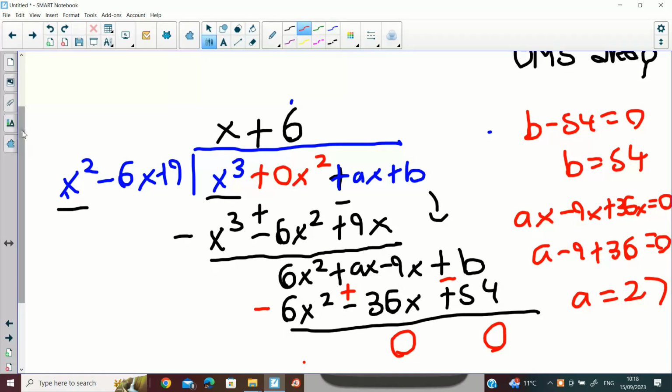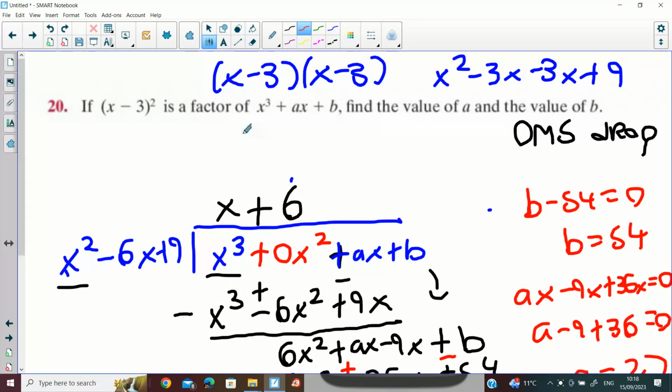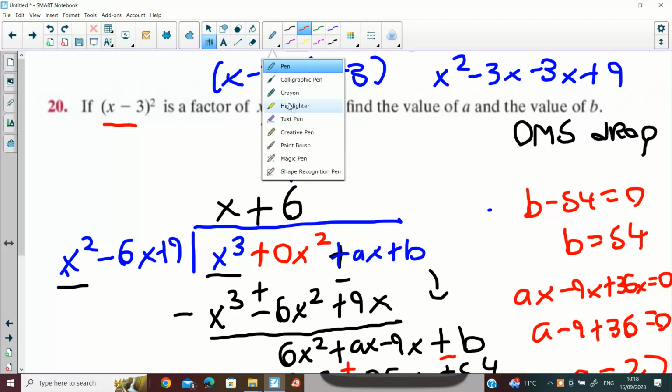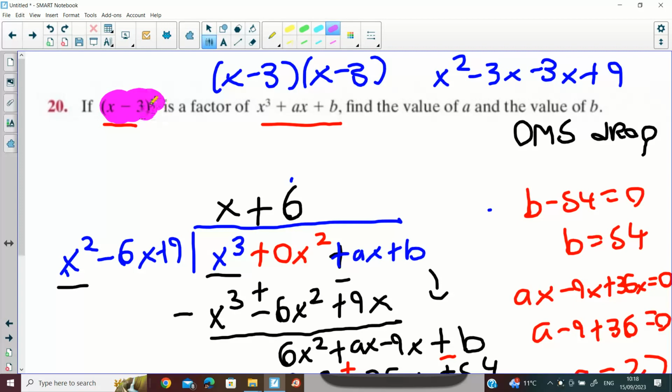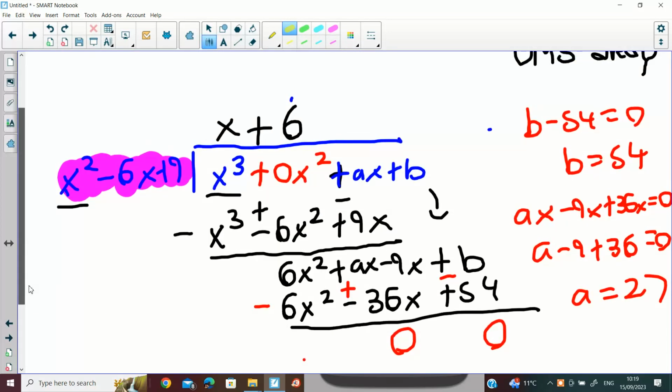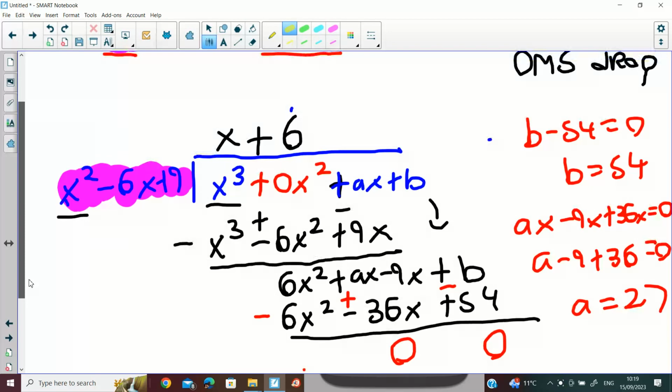What we did here was we read this question, and we said that this one is a factor of this one, and we want to find the a and b. Now, factor means that it divides in equally with no remainder. Agreed? So what we did previously was we multiplied this out, and it turned into x cubed minus 6x plus 9. And then we long divided it in, and what we found was it was actually quite a difficult process to get 27 and 54 as our answer.